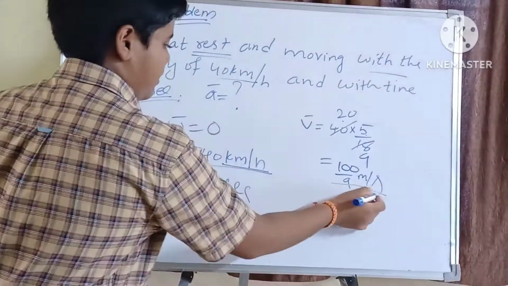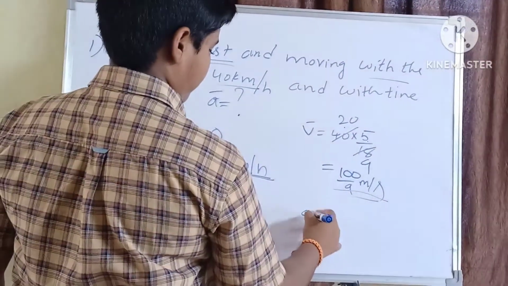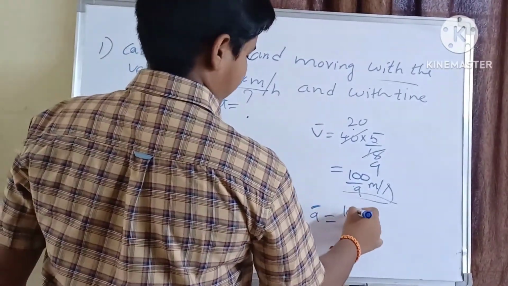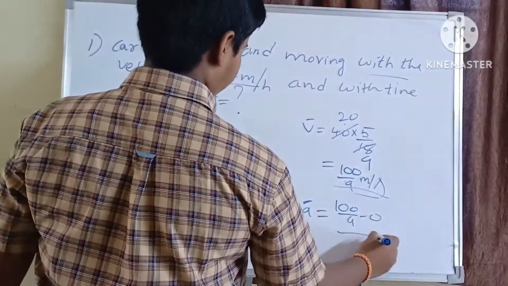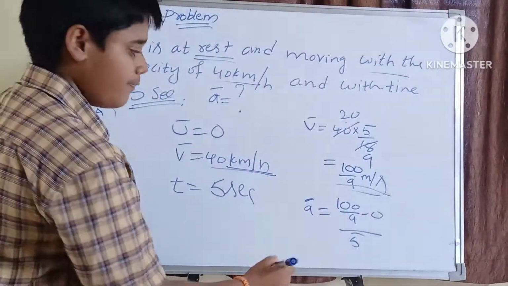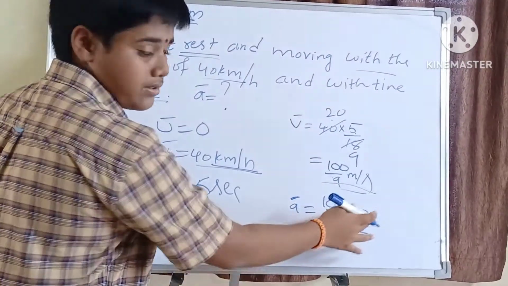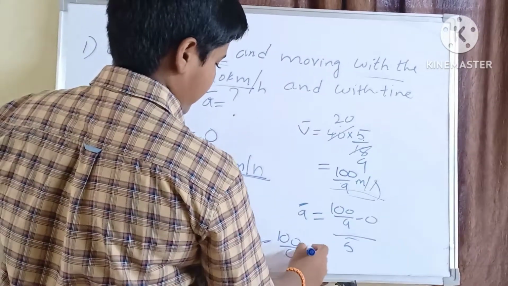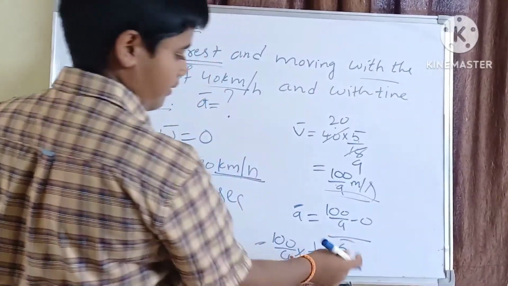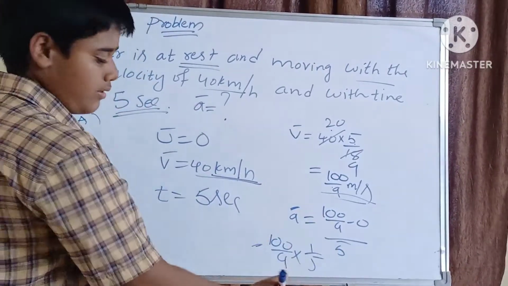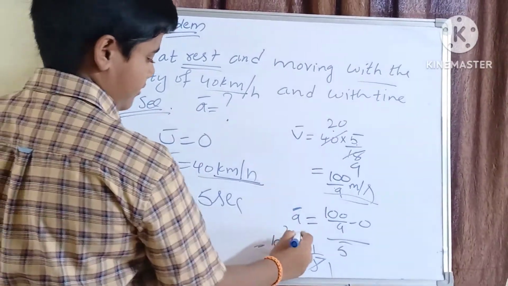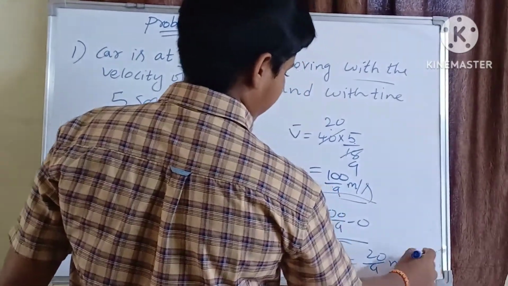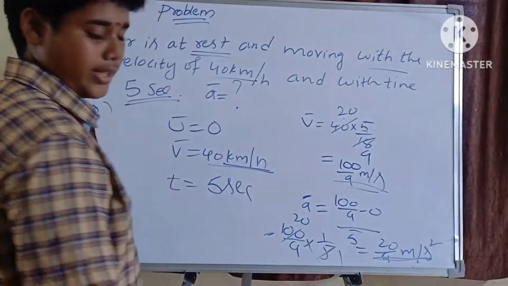This is the final velocity and we have to find out acceleration. 100 by 9 minus 0, divided by 5. So here 100 by 9 minus 0 means 100 by 9 only. So 100 by 9 into 1 by 5, because it is the reciprocal of the denominator. So 5 ones, 5 20s. Here 20 by 9 meter per second square is the acceleration.